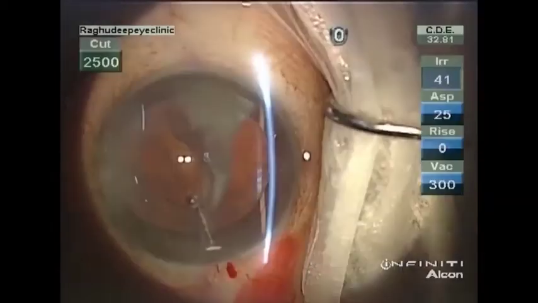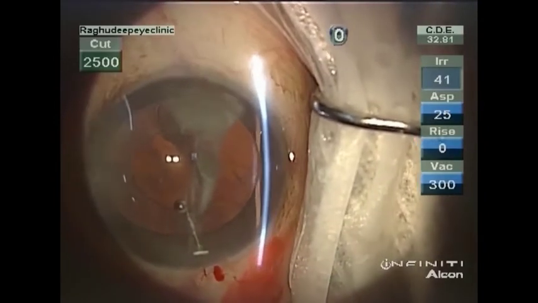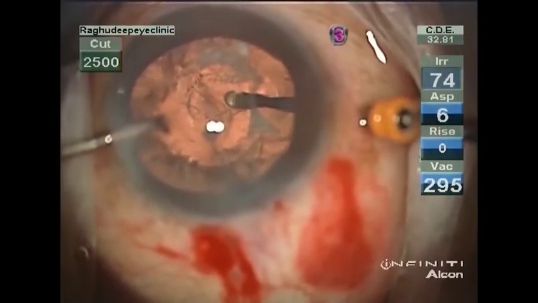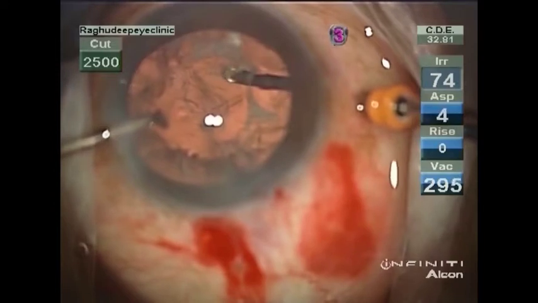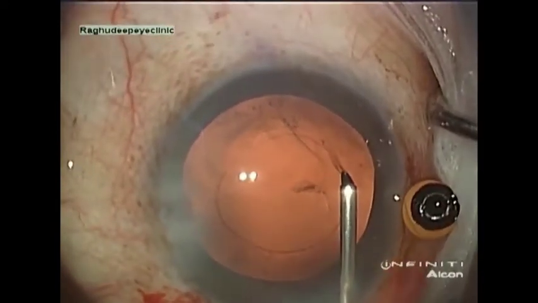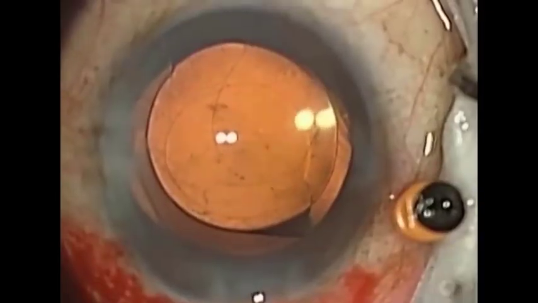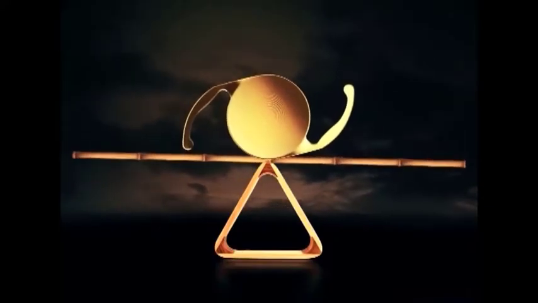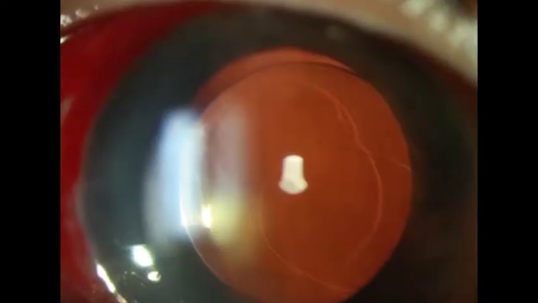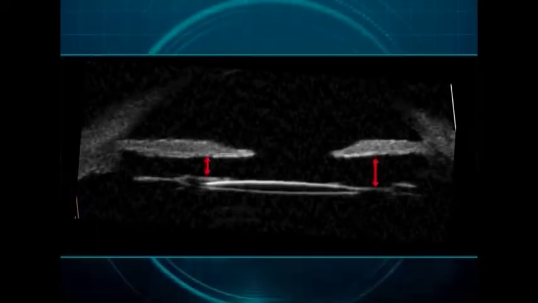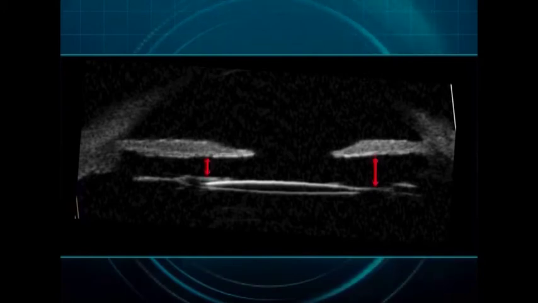Look at this case here. Following posterior capsule rupture, a good vitrectomy has been performed around the tear. The surgeon has even managed to implant the IOL in the bag. Post-operatively, the surgeon is thrilled, but the patient is not. What is amiss here? This ever so familiar situation of the IOL tilting.